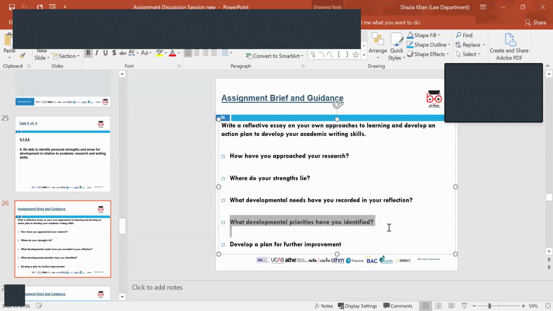Fourthly, what developmental priorities have you identified? If there's any elements of identifying your skills, any elements of note taking, things like presentation skills, what developmental priorities have you identified and how you've identified them? It could be your research skills. It could be what your current skills are, what your developmental needs are.